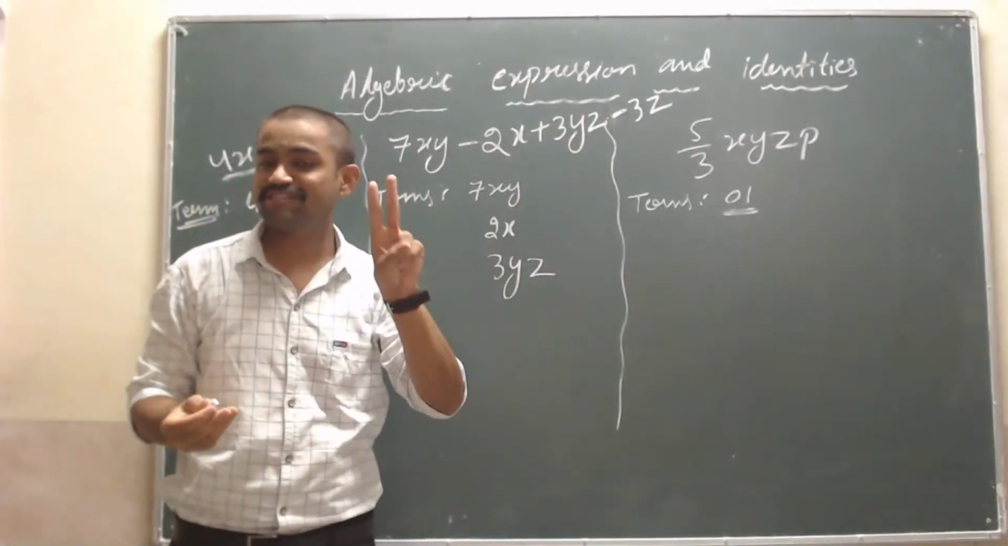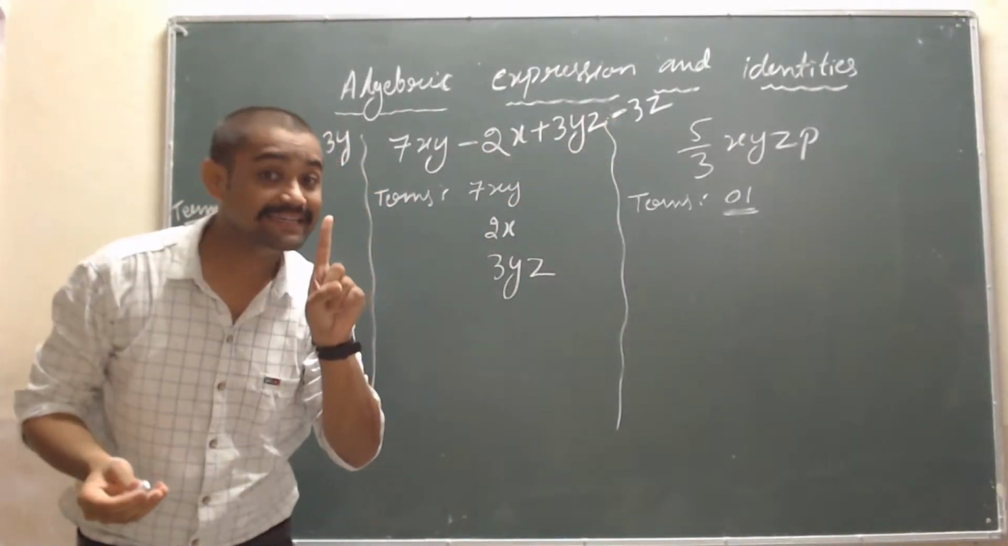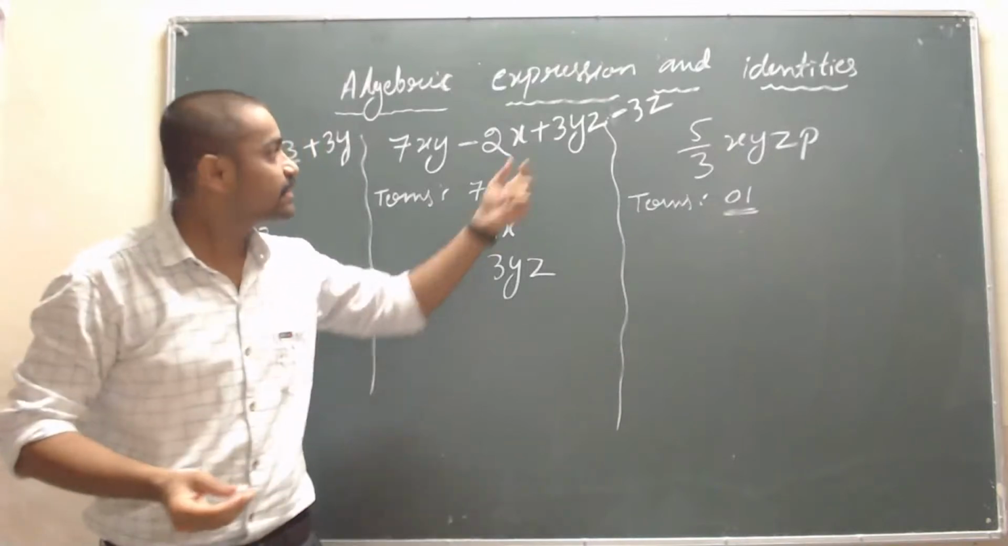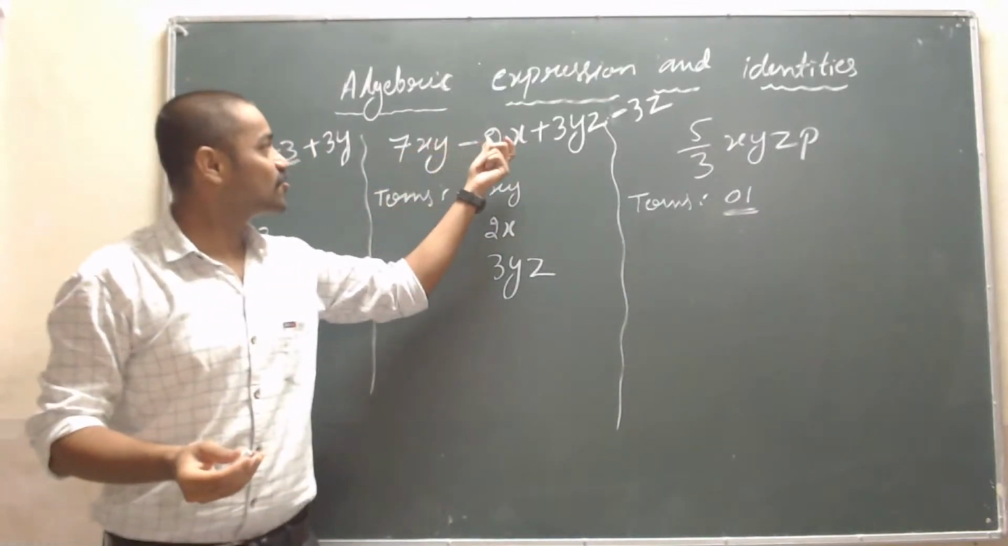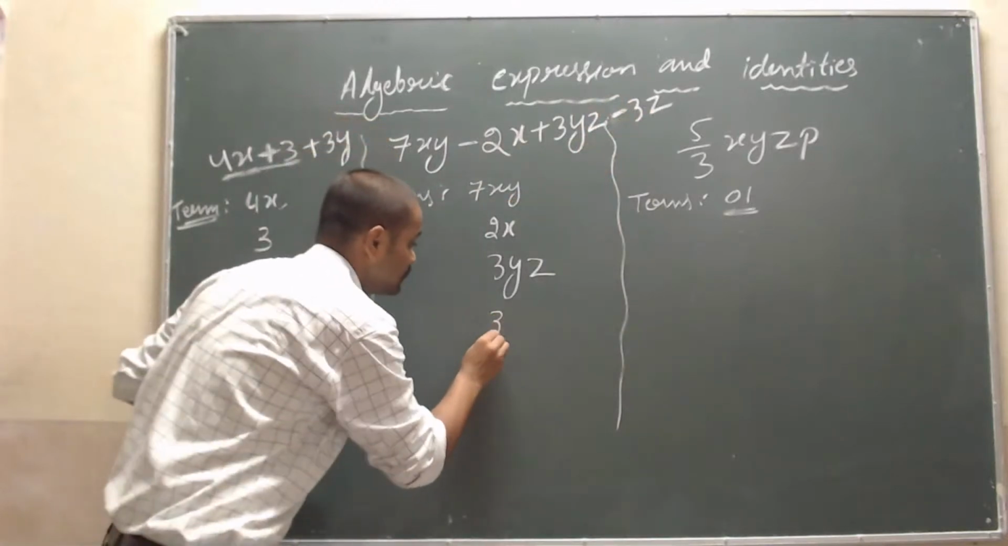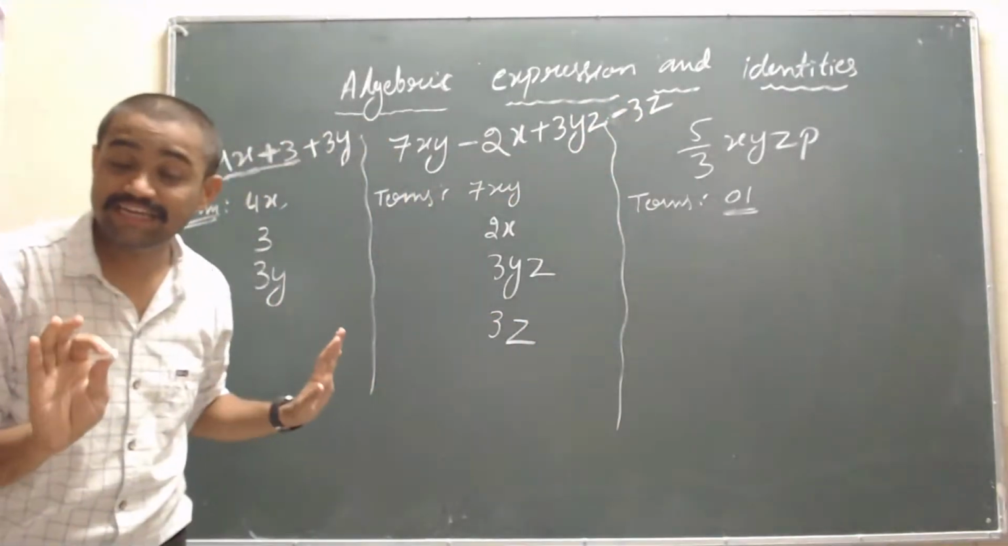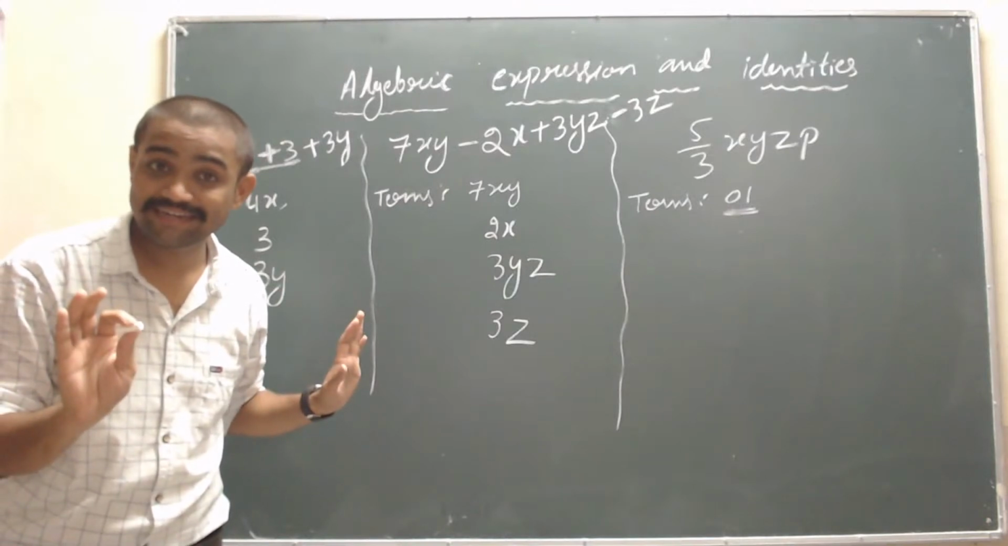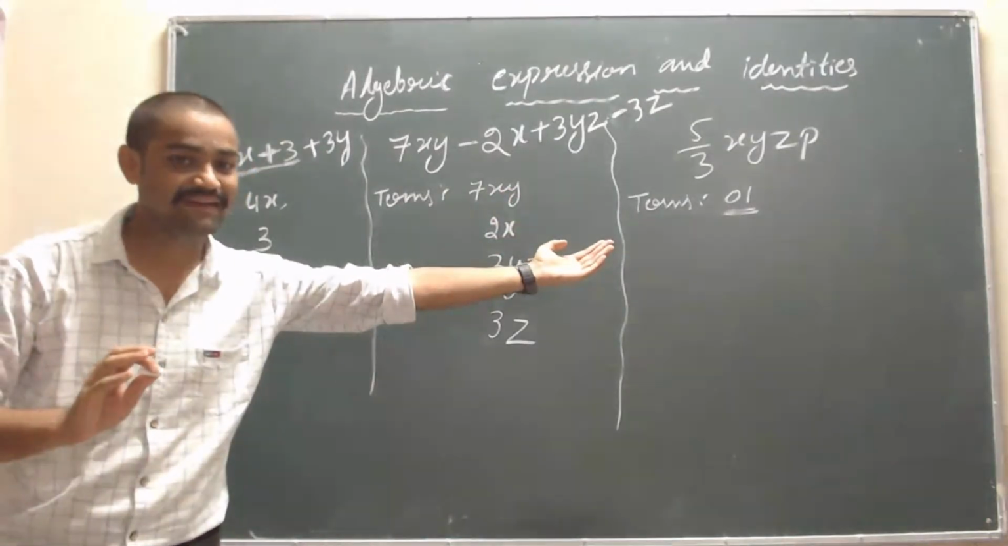You have to concentrate on the plus or minus for the term. Here, how many terms? Sir, 1 term, 2 terms, 3 terms, 4 terms. What is the fourth term? 3z. Is it clear, students? Then move to the last example.